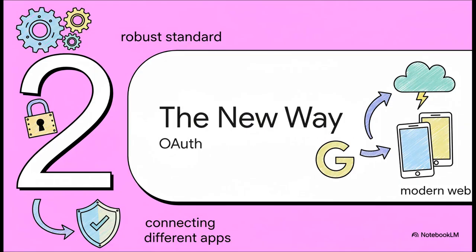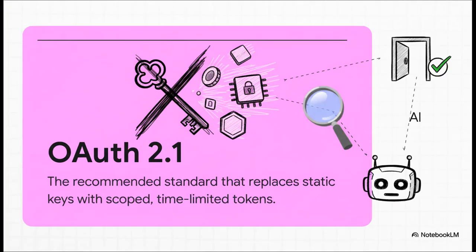So thankfully, the industry moved to a much more robust and secure standard. Let's talk about the new way. OAuth. You've probably used it 100 times without even realizing it. It's the same technology that secures everything from your Google login to connecting all your different apps together. OAuth 2.1 is the modern standard, and its core idea is actually really simple but so powerful. Instead of having one permanent, all-powerful key, it uses temporary tokens that have very specific limited permissions. We're basically trading in that clunky old master key for something way smarter.